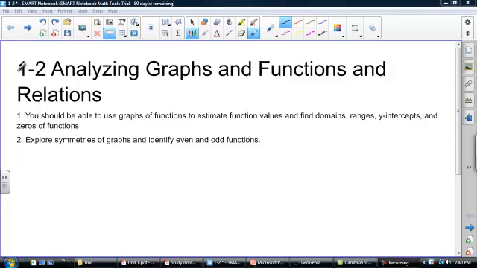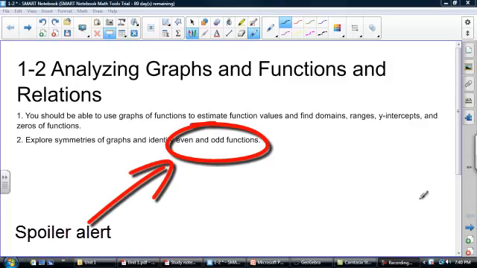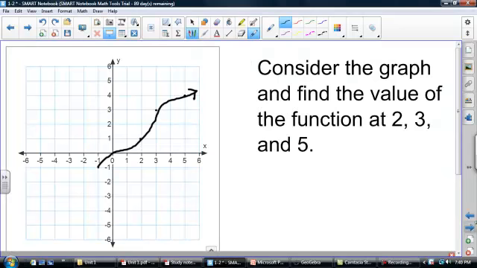Secondly, you should be able to explore symmetries of graphs and identify whether a function is even or odd. This even and odd here will be on the ACT. Please make note of it.